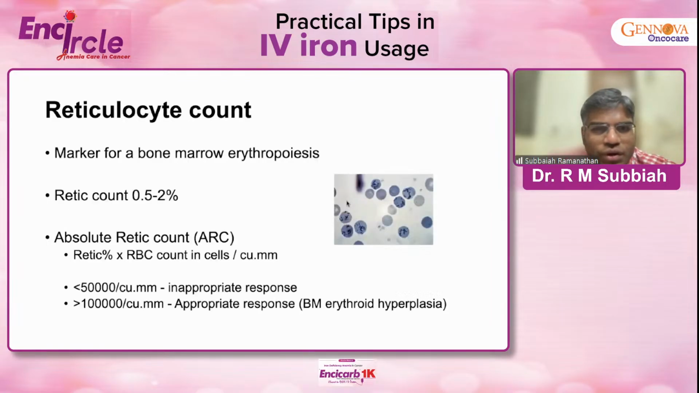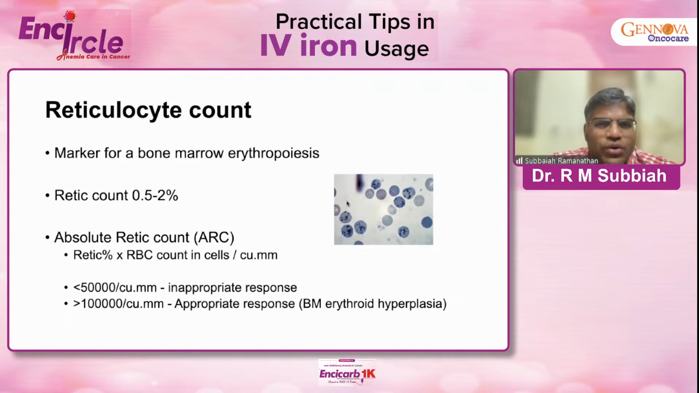So reticulocyte count is the surrogate marker for bone marrow erythropoiesis, and normal is 0.5 to 2% when the hemoglobin is normal. That is 12 to 15 in females, 13 to 15 in males, and maybe 11 to 15 in pregnancy. When the retic count is low, you say it's inappropriately low, and when it's high, it's appropriate.